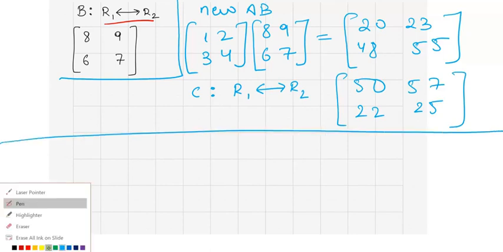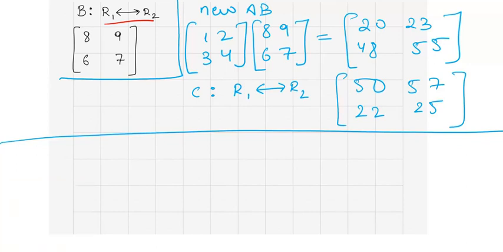Let me change back to green here and do the same test for the new product BA, which has changed to 8 9 6 7 times 1 2 3 4 instead of 6 7 8 9 times 1 2 3 4.